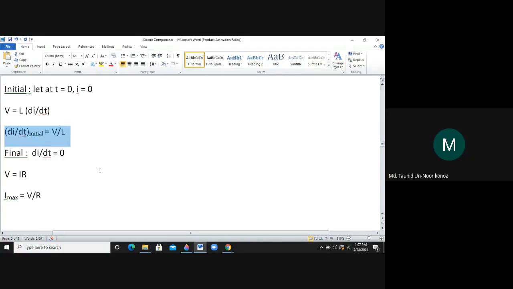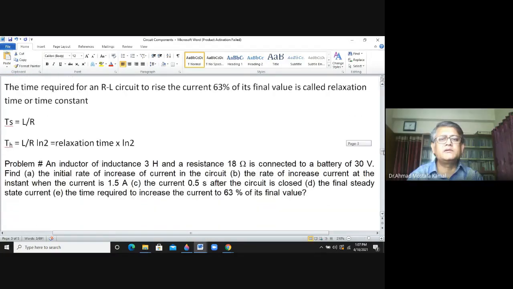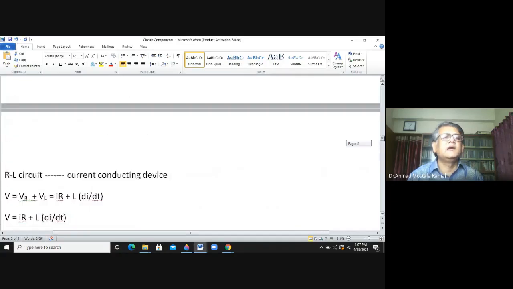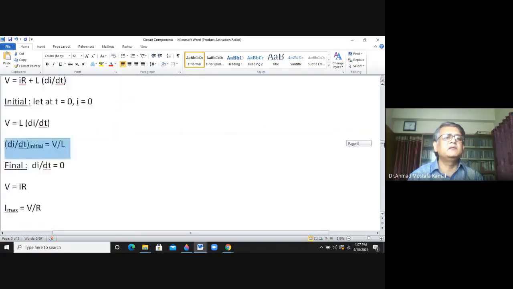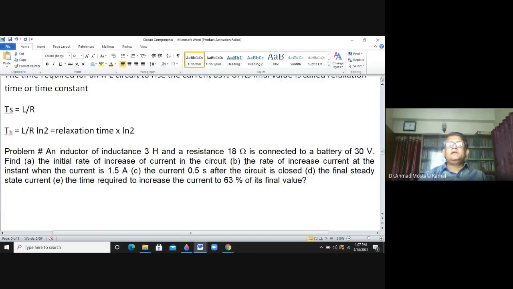10, sir. What should V by L be? Yes, it should be 10. V by L is 30 by 3, which is 10. And the unit, since di by dt is ampere per second, write 10 ampere per second. That is the initial rate of increase of current.